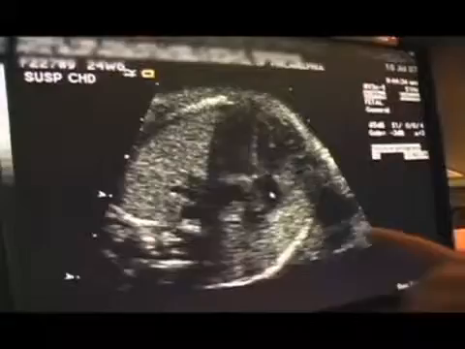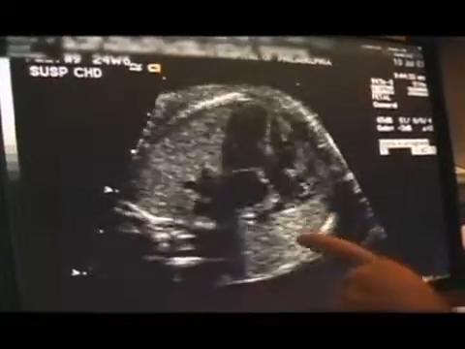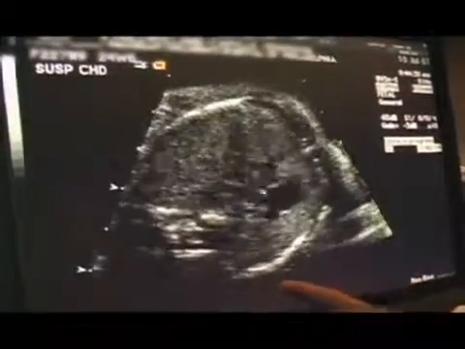Sweep anteriorly. There, what you see is the small pulmonary artery. Tetralogy of Fallot is one of the most common congenital heart defects and probably the first significant congenital heart defect to be addressed surgically.